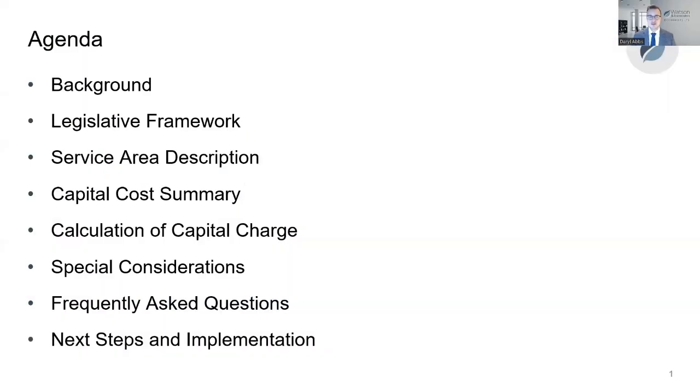A brief agenda of the discussion topics in this presentation. We'll start with a background on why we are looking at capital charges in this area. I will provide a brief summary of the legislative framework. I'll provide a description of the service area, the anticipated capital costs to service the Oldcastle Hamlet, a calculation of that capital charge that we're looking at, discuss some special considerations, and then run through some frequently asked questions and responses. I'll finalize with next steps and the implementation steps.